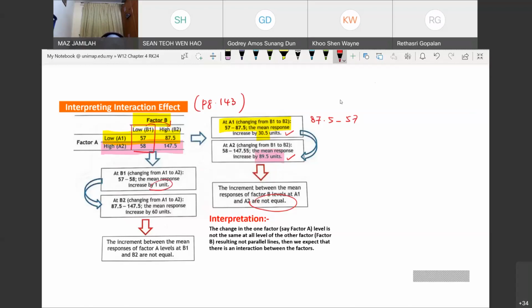And for high level of B, changing from A1 to A2, here 87.5 to 147.5. That is 60 units. The increment between the mean responses for factor A at levels B1 and B2 are not equal. Again, they are not equal. So that's how we get the not parallel lines. So that would be interpreting the interaction effect.